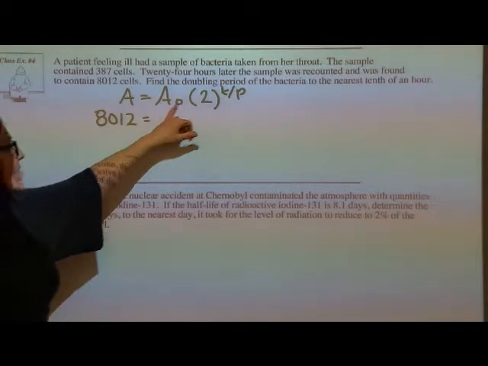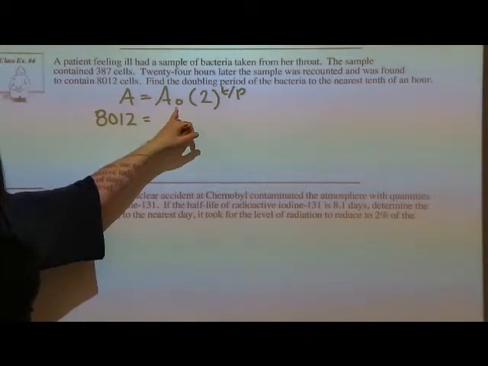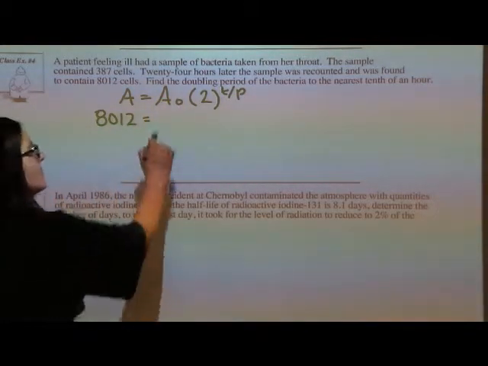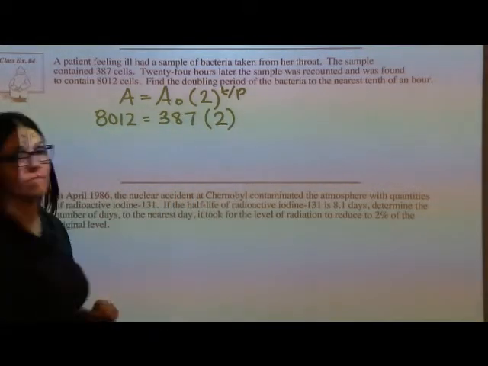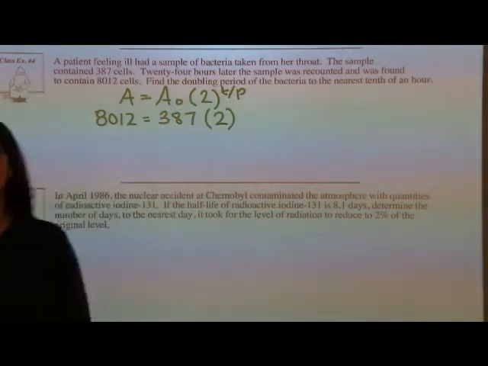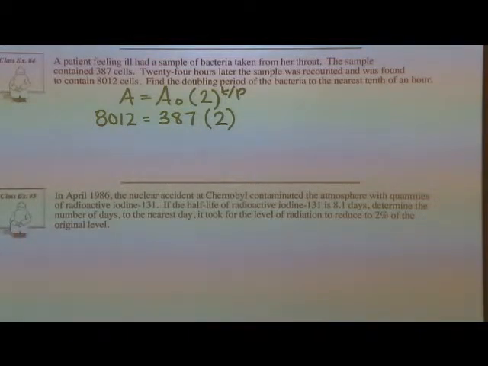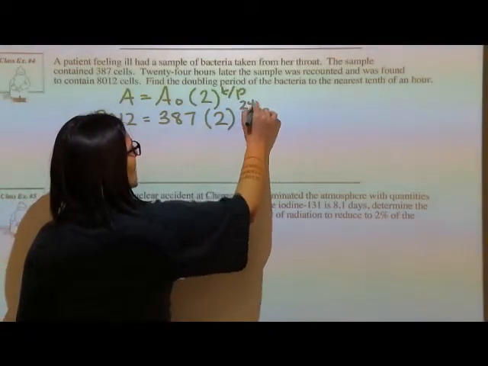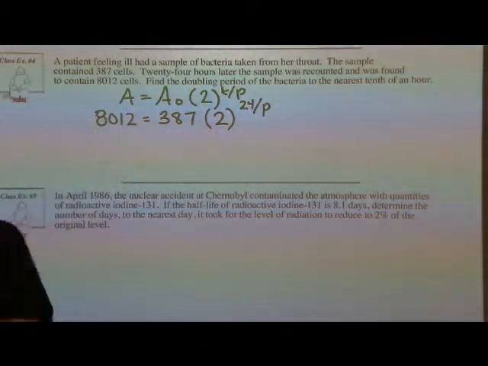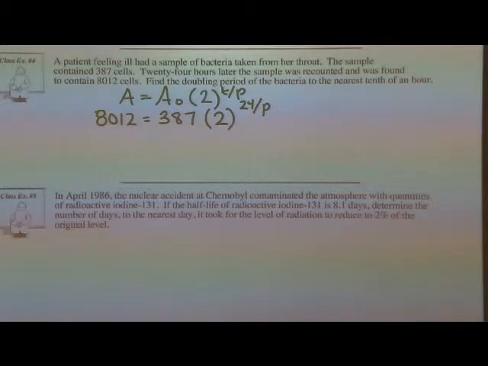How many do I have at the end? Or sorry, at the beginning? 386. Okay. How much time has elapsed in the course of my experiment? 24 hours. And P is that period. It's the doubling time that it takes for the bacteria to double. That's what I'm trying to solve.